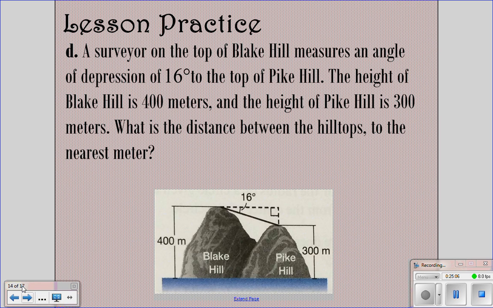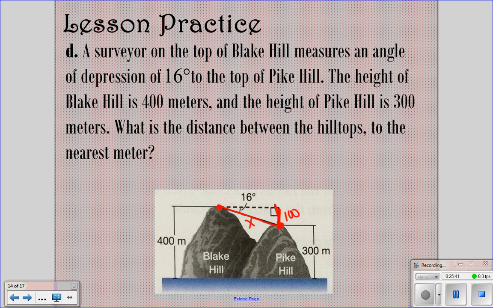Okay, looking at this example. A surveyor on the top of Blake Hill measures an angle of depression of 16 degrees, and the height of Blake Hill is 400 and the height of Pike Peak is 300. What's the distance between the hilltops to the nearest meter? So it's wanting us to find the distance from here to here. We know that this distance right here is 100 because that's the difference in elevation of the two.